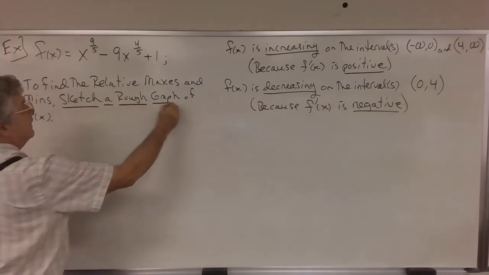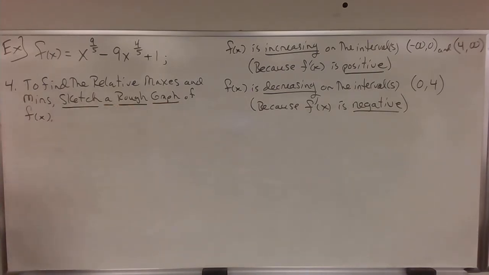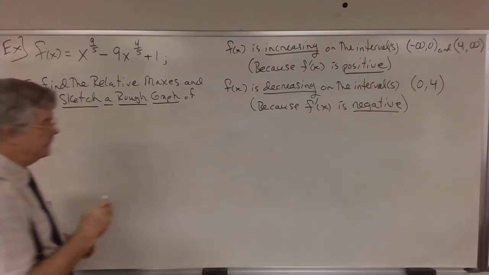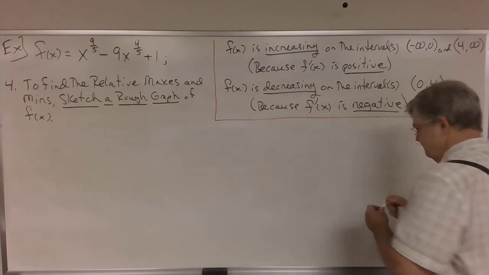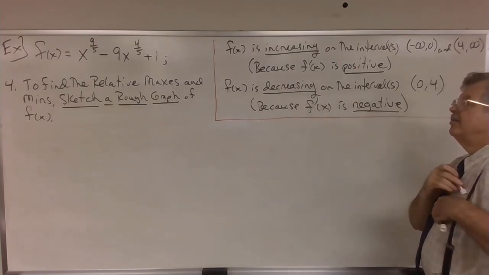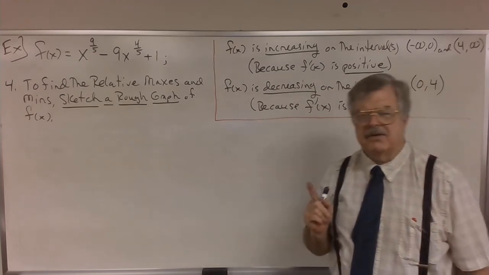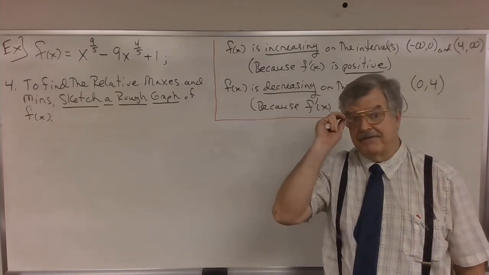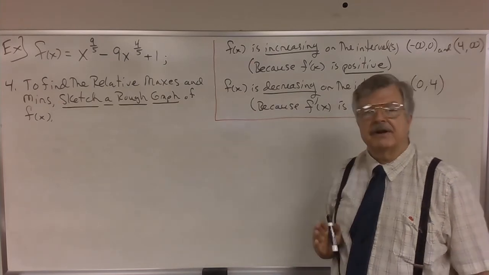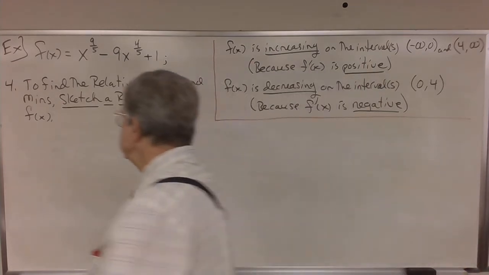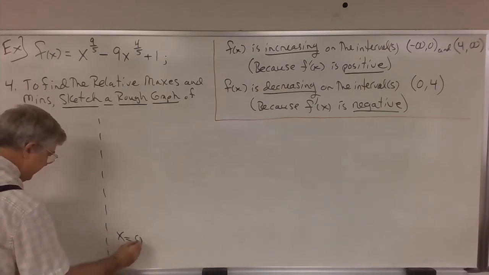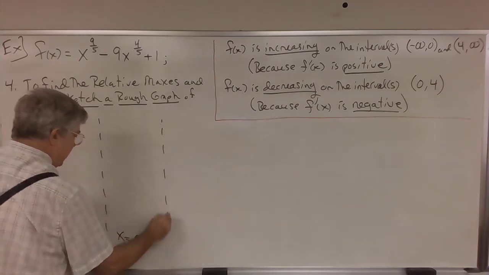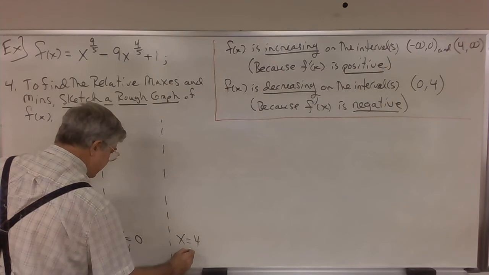So we sketch a rough graph of f of x based on our knowledge of where f of x is increasing and where it's decreasing. And we're not going to use the x and y axes as our frames of reference. We're going to use the critical numbers, x equals 0, x equals 4. Here's x equals 0, and here's x equals 4.